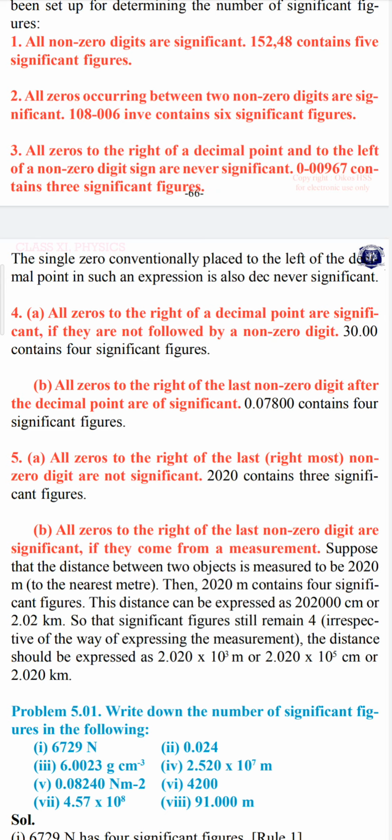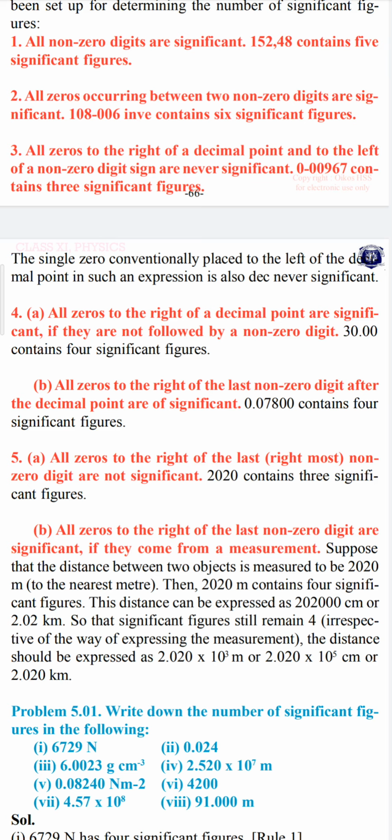4. A. All zeros to the right of a decimal point are significant, if they are not followed by a non-zero digit. 30.00 contains 4 significant figures. B. All zeros to the right of the last non-zero digit after the decimal point are significant. 0.07800 contains 4 significant figures. 5. A. All zeros to the right of the last, rightmost, non-zero digit are not significant. 2020 contains 3 significant figures.